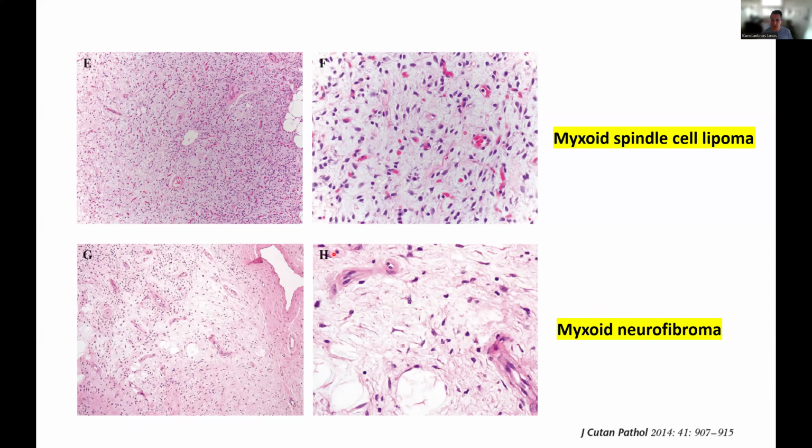Myxoid neurofibroma has a random arrangement of the wavy spindle cells, but usually has some fine collagenous stroma. And the vasculature as well is not that of a typical plexiform pattern that you see in myxoid liposarcoma.